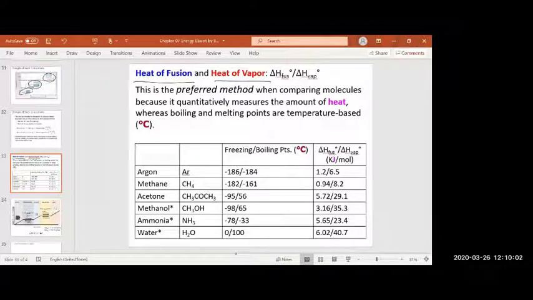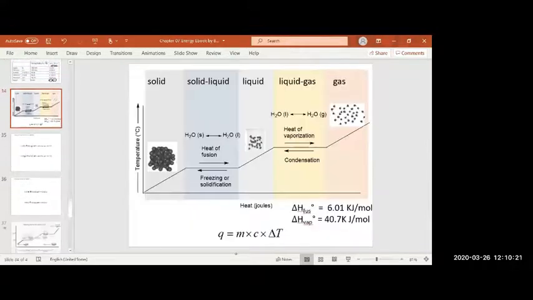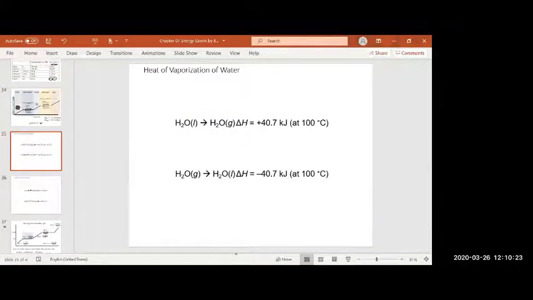For water, for example, heat of fusion will be 6.02 kilojoule per 1 mole, and heat of vaporization, to vaporize the water, will be 40.7 kilojoule per 1 mole. Okay, so for the water, heat of vaporization will be this amount. For each 1 mole, we will need 40.7 kilojoule.